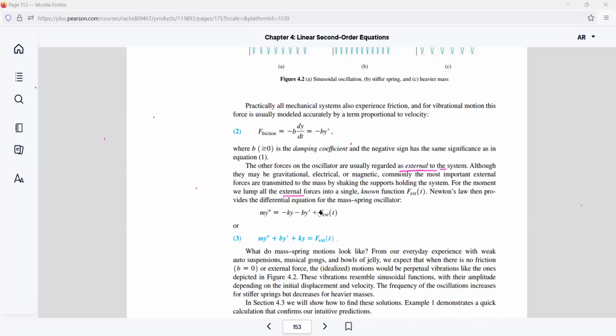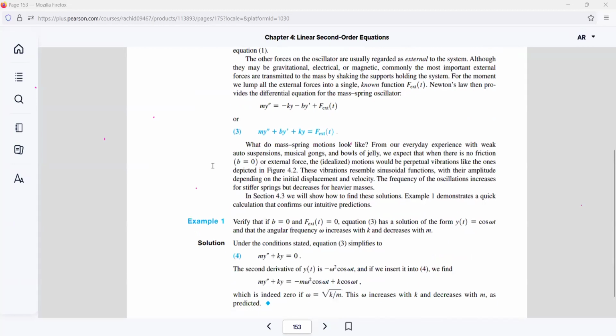Okay. So that gives us this in another way: the mass times the second derivative, plus the damping coefficient times the first derivative, plus the stiffness times the function or the position, equal to the external forces. All right. We will come back to it in a minute. So here you start asking, what do mass spring motions look like?